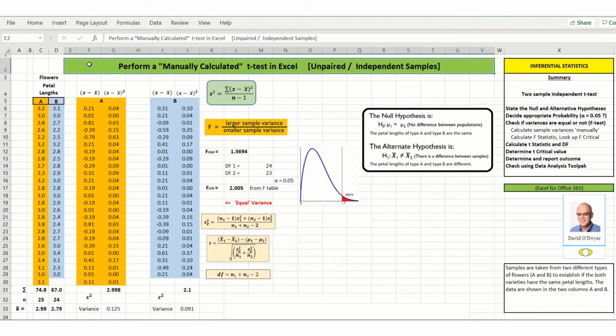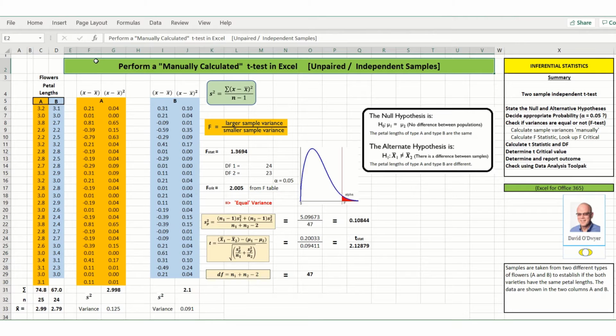So here you can see the three sets of equations that we need to calculate our t-stat and also to calculate the degrees of freedom. It involves the calculation of a pooled variance value, which is given here by this formula. And we'll go on then to calculate each one of those in turn.